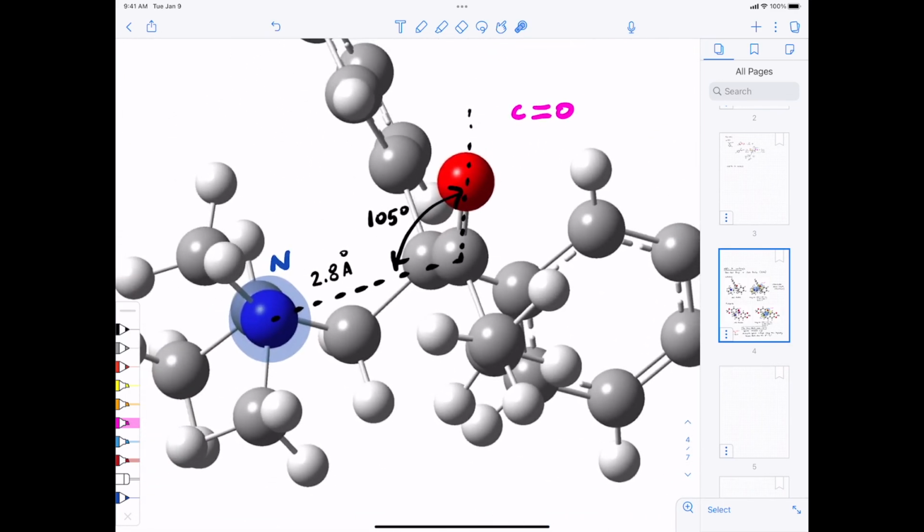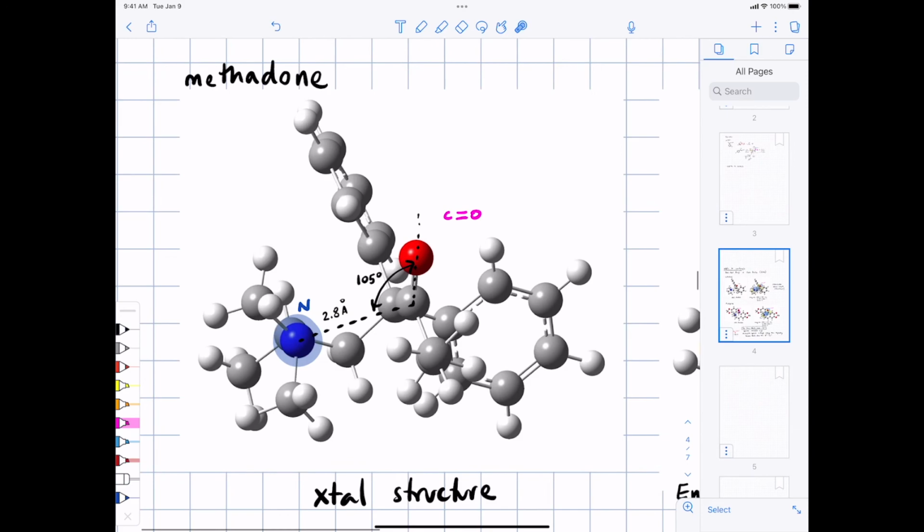So, for example, here is a crystal structure of methadone. Isn't that prescribed for heroin addiction sometimes? I don't know, maybe not.